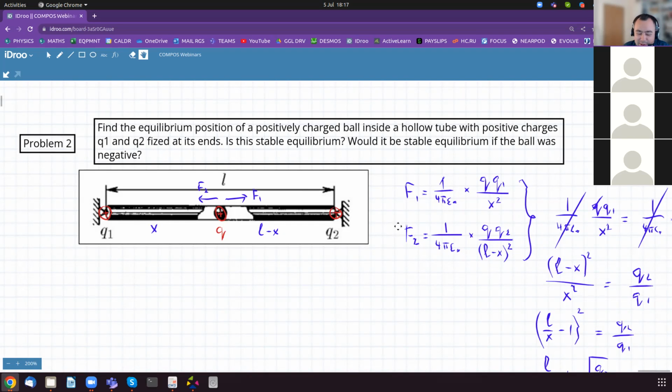Because for SHM you need a linear relationship. Basically, that means that for SHM you need the force to be proportional to displacement, and as we see, the force is proportional to the inverse of the displacement squared. So probably not SHM.